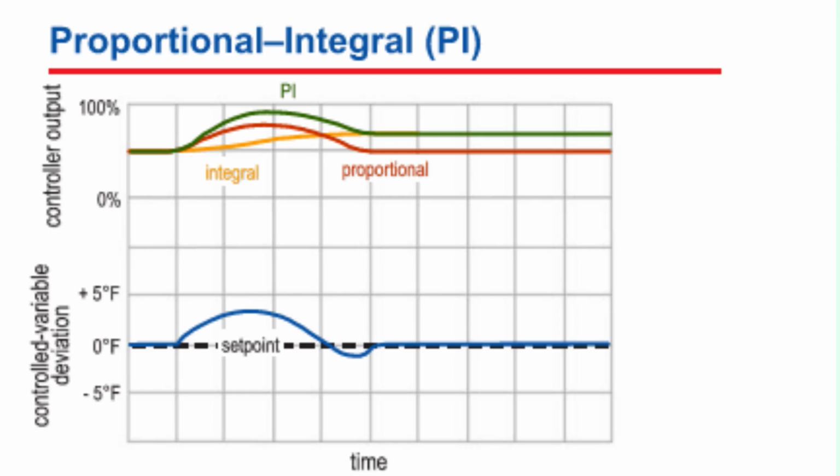D. PI control, proportional plus integral, adds integral action to proportional control. The integral term accumulates error over time and adjusts output to eliminate offset. The equation is output equals Kp times error plus Ki times the integral of error over time.